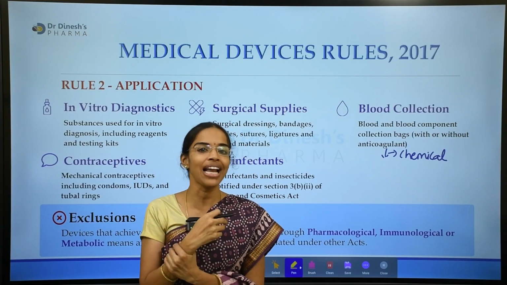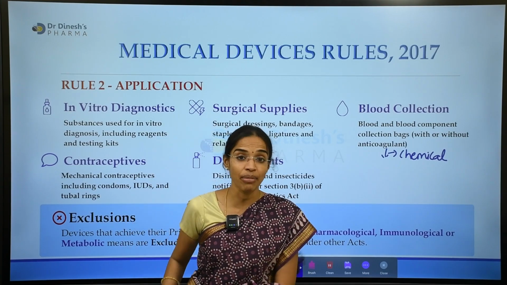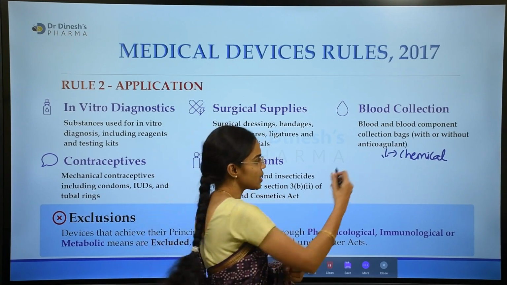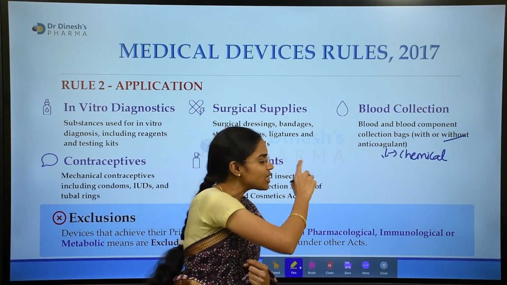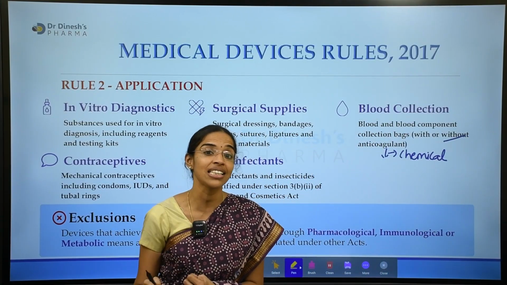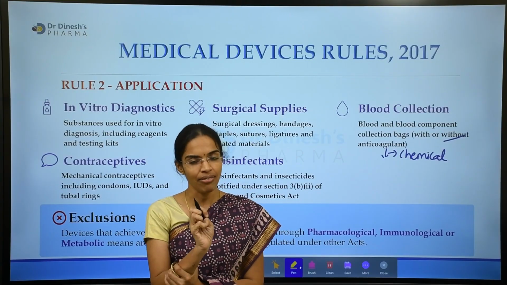So everyone will definitely have this question, because it is mentioned as with or without anticoagulant. If it is without anticoagulant, well and good, no issue. But if it involves an anticoagulant, again a chemical agent is involved. How can it be considered under a medical device?